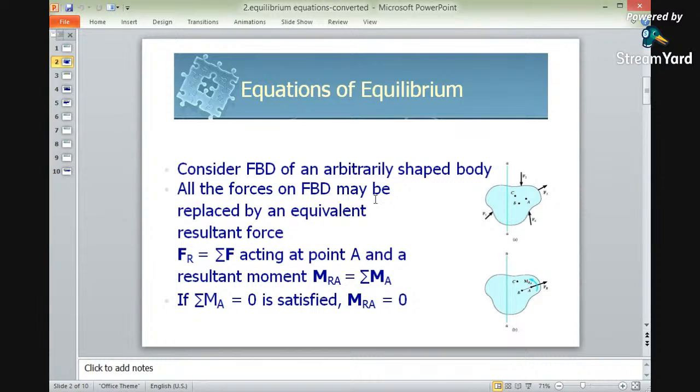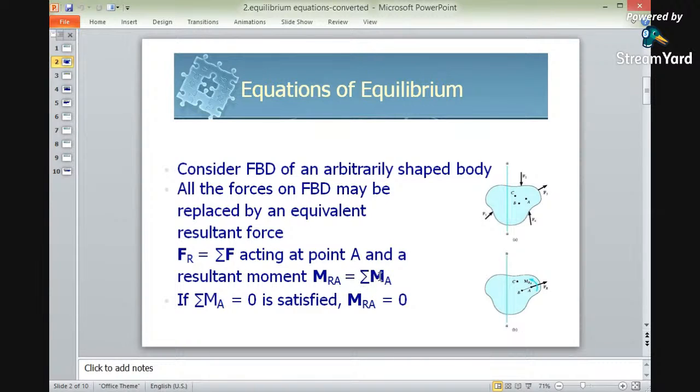All the forces on the body may be replaced by an equivalent, that is, a resultant force. R stands for resultant force. So the resultant force is equal to the summation of F acting at a point A, and we also have to find out the resultant moment. What is the moment of all the different forces on this body? So we have to find out the moment of all the forces at point A.